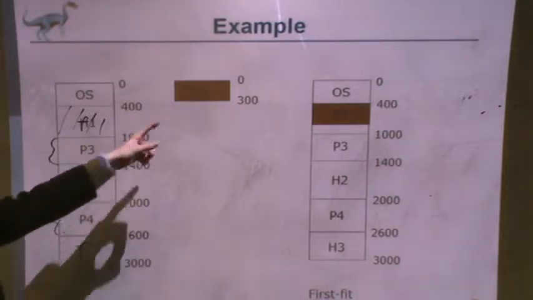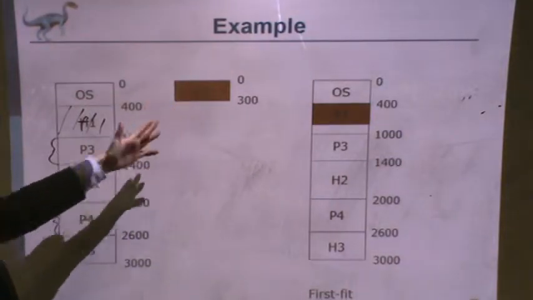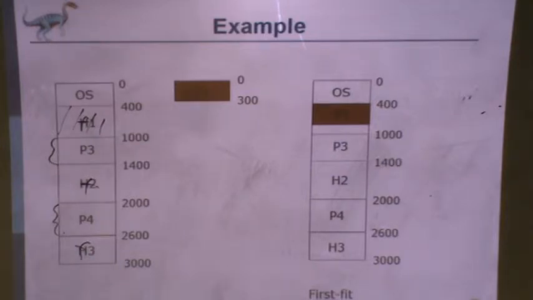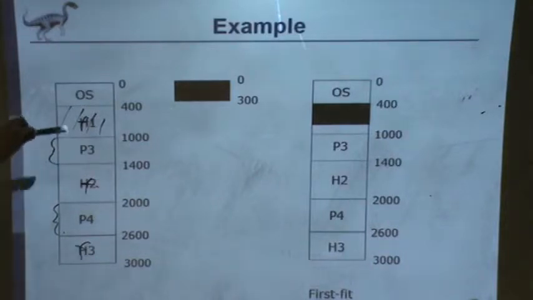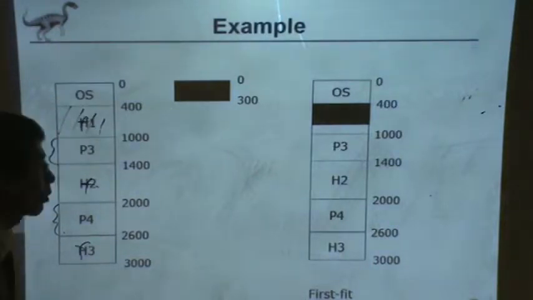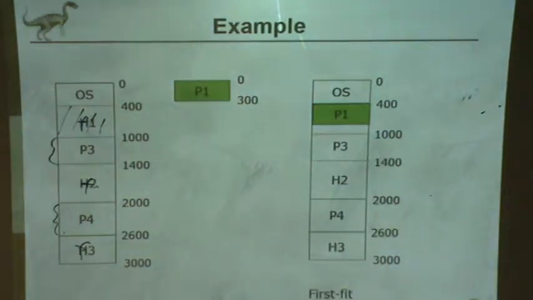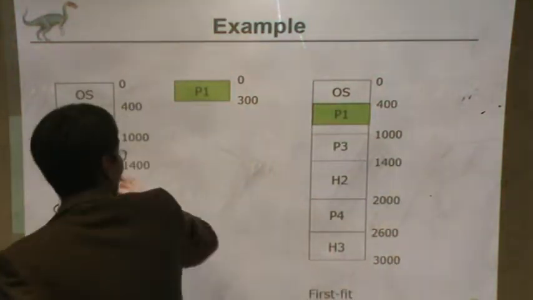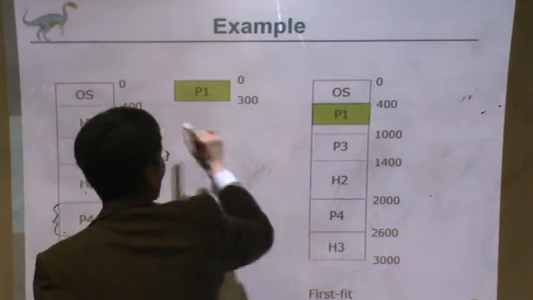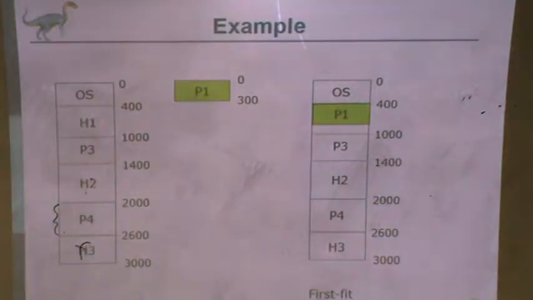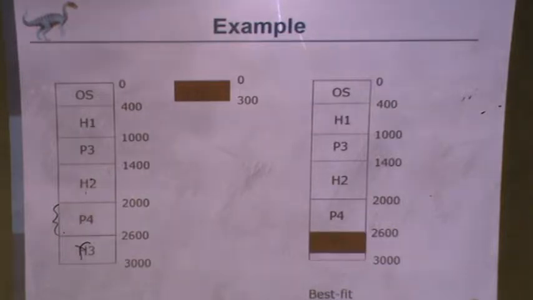What if P1 is executed? At that time, the first fit assigns the lowest address hole, the free space, which in this case is the 400, hole one. So hole one is allocated to P1. So it will be allocated to the first hole, the lowest address hole. That is the first fit.